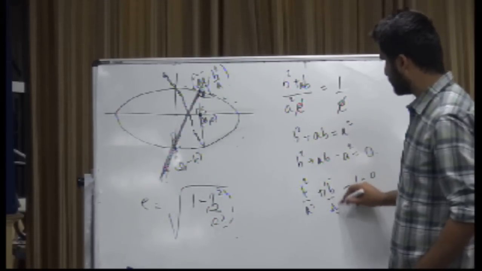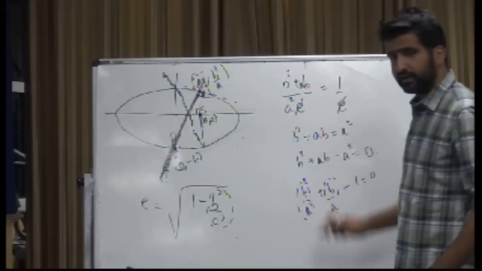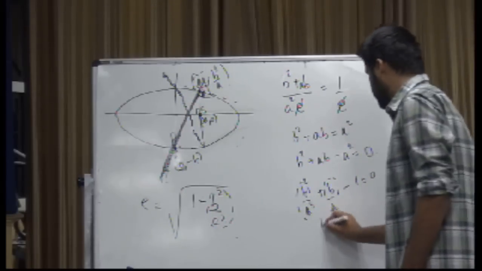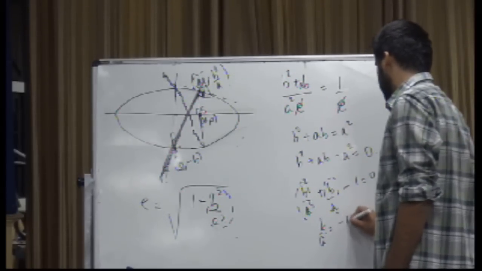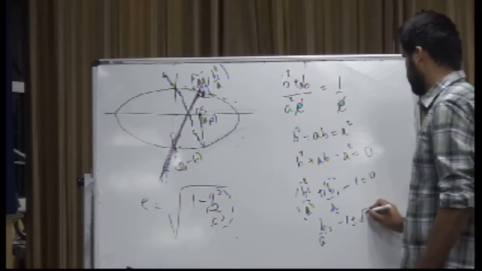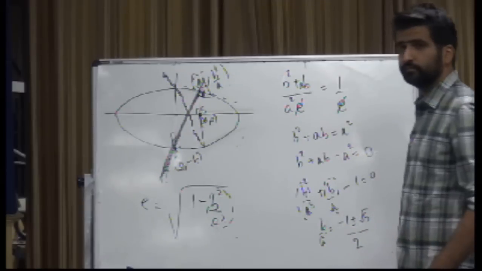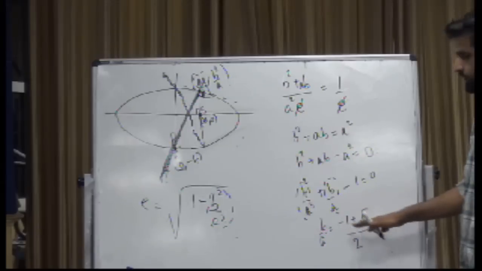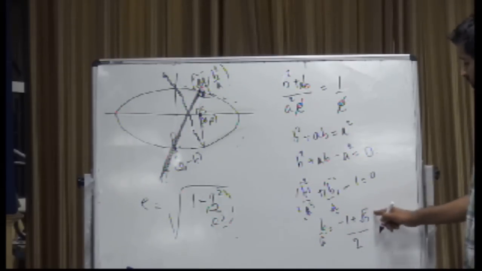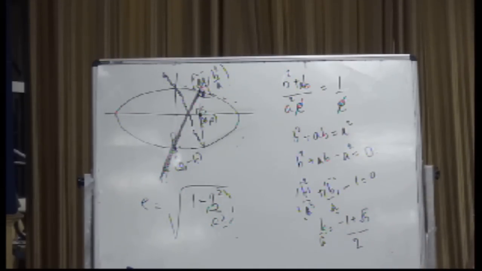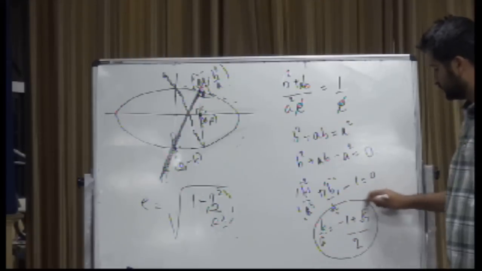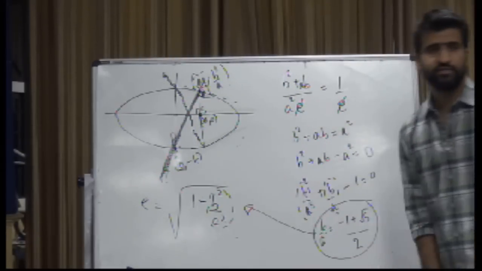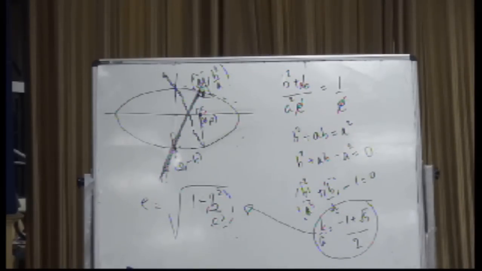Now this is the quadratic equation in b upon a. Can you find the value of b upon a? So the value of b upon a will be equal to (minus 1 plus minus root 5) upon 2. Okay? It can't be negative, therefore this will be a plus sign. (Minus 1 plus root 5) by 2. Got this? So you know the value of b upon a. Put it over here. Find the value of eccentricity. That will be your answer. Yes?